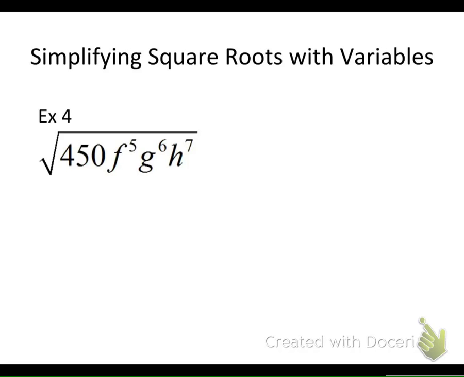So example number 4, we have the square root of 450, f to the 5th, g to the 6th, h to the 7th. What's the first thing I do here? Where do I even start? The factors. So what are 2 factors I can multiply together to get 450? 9 and 50. So what are my factors of 9? 3 and 3. And then what are my factors of 50? 5 and 10. And then for 10? 5 and 2.